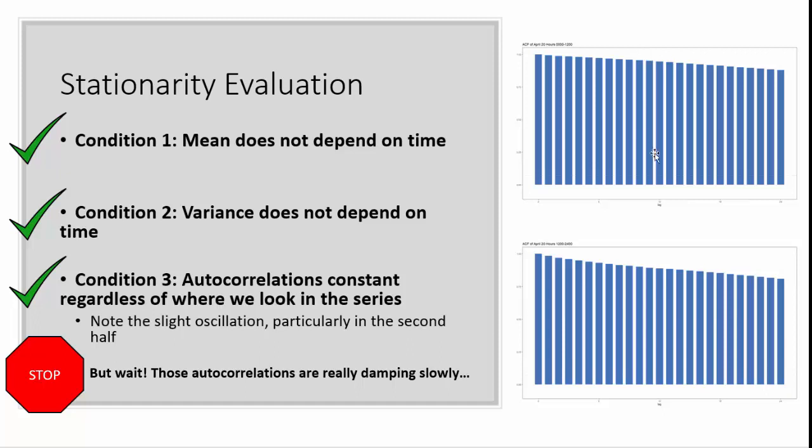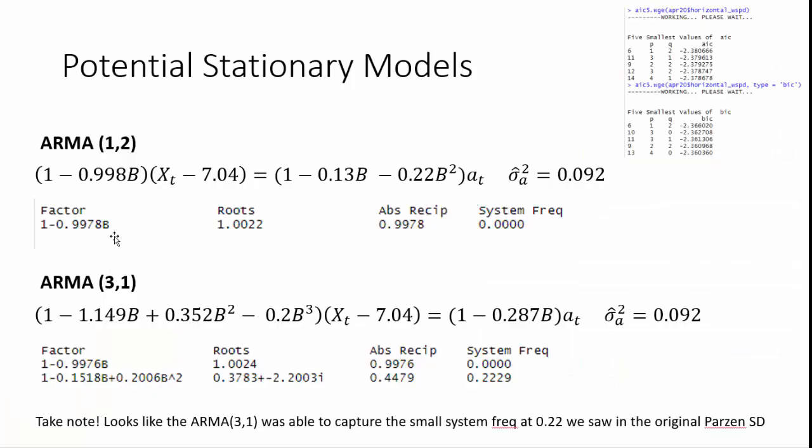Condition 3 appears to be met when looking at the ACF plots because the first and second half ACF plots look the same. However, we do see that these are really slowly damping ACFs, and so that could be a potential issue going forward. If we do assume stationarity, these were two potential models that we have, an ARMA(1,2) and an ARMA(3,1).